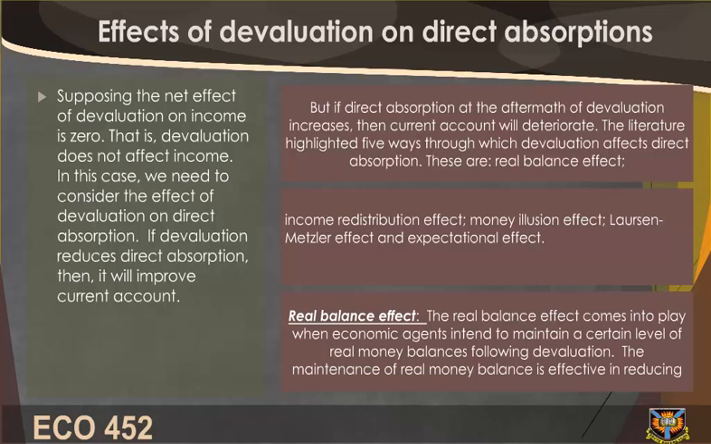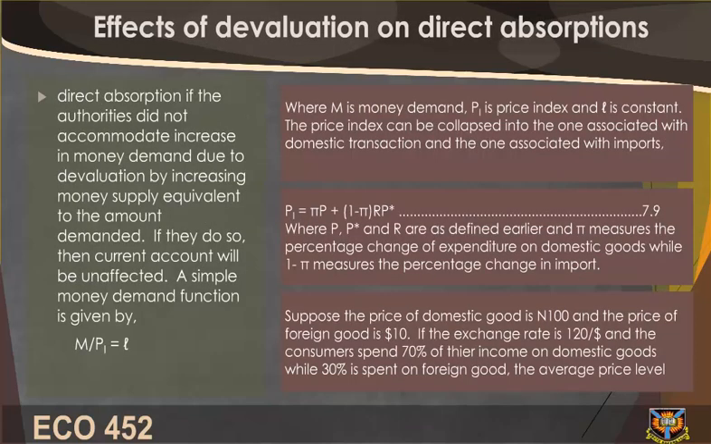Real balance effect. The real balance effect comes into play when economic agents intend to maintain a certain level of real money balances following devaluation. The maintenance of real money balances is effective in reducing direct absorption if the authorities do not accommodate the increase in money demand due to devaluation by increasing the money supplied equivalent to the amount demanded. If they do so, then the current account will be unaffected. A simple money demand function is given by, where M is money demand, P1 is the price index, and L is constant.